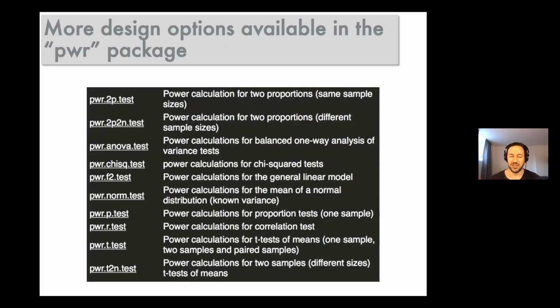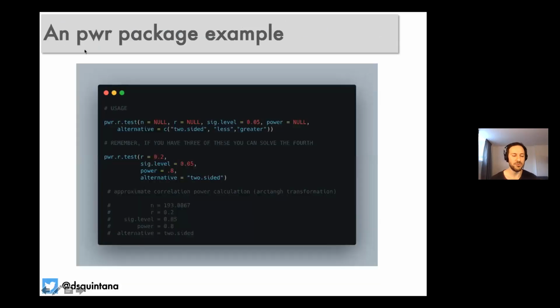If you want a little bit more flexibility, there is a fantastic package called the Power Package, where you can run power analyses for a number of different tests, which I've put up there. Of course, this isn't a lot of stuff, but it's much more than JPower. To give you an example of how things would run, it's very similar to JPower. In this particular example, I'm interested in looking at the power for a correlation.